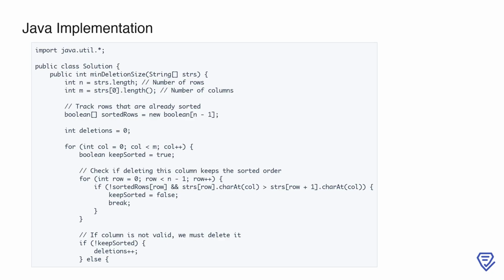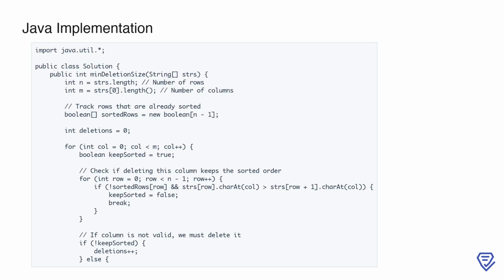We start by defining n, the number of rows, and m, the number of columns. Next, we initialize a Boolean array called sortedRows to track which adjacent rows are already sorted. This array has a size of n-1 since it compares each row with the next one. We also initialize a counter, deletions, to keep track of the number of columns we need to remove.